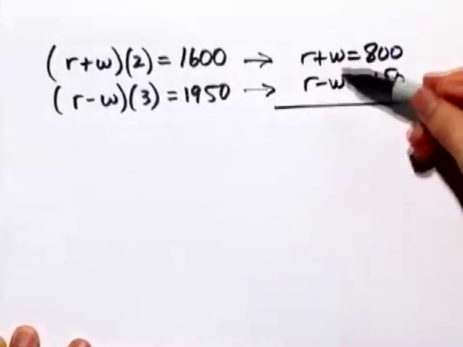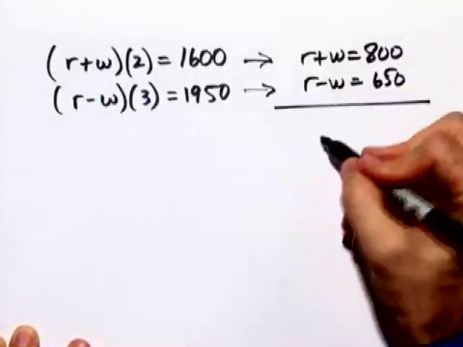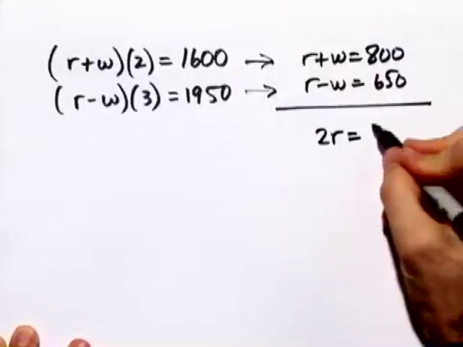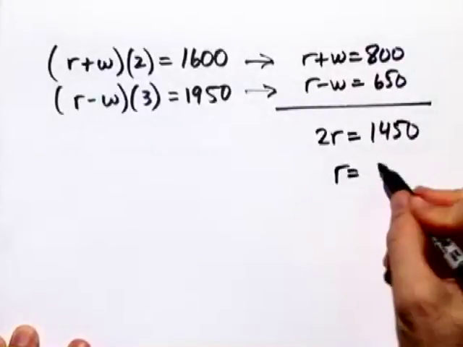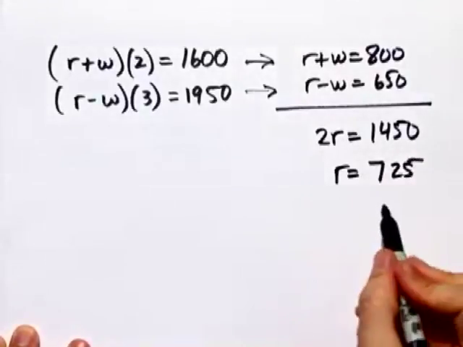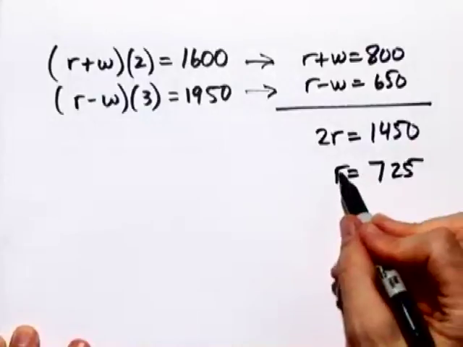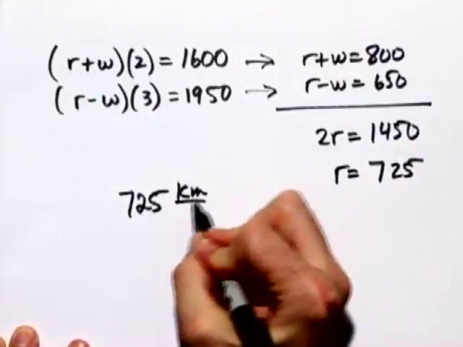Now these systems of equations are much easier to solve. In fact, it's already set to eliminate the w's by the addition principle. If we add down the left, we get 2r, and if we add down the right, we get 1450. So if we divide both sides by 2, we have r. r comes out to be 725. But what are the units? Well, remember the units were in kilometers and in hours. So r as a rate or velocity would be 725 kilometers per hour.